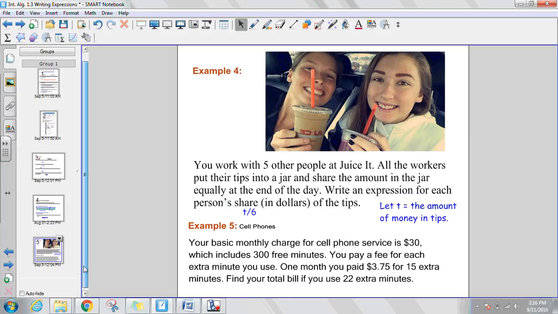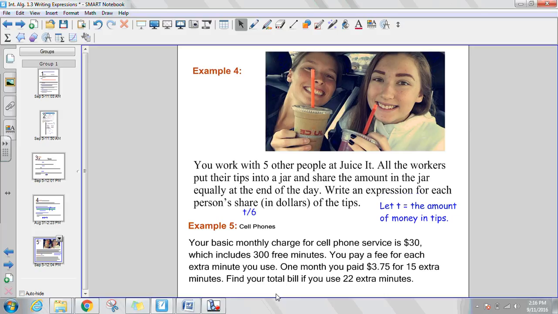For this last example, cell phones, the basic monthly charge for cell phone service is $30. And that includes 300 free minutes. So every month you pay $30 for those 300 minutes. You pay a fee for each extra minute that you use. 1 month you paid $3.75 for 15 extra minutes. You need to find your total bill if you use 22 extra minutes.